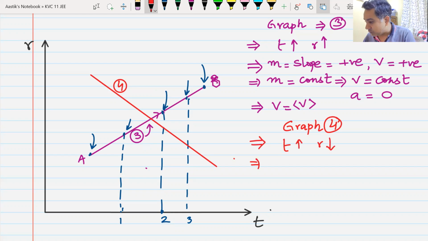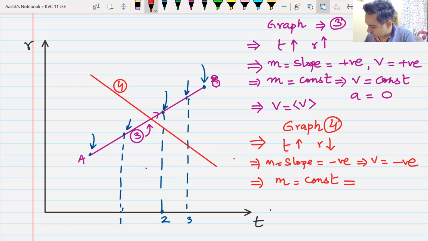What can you say about the slope? Negative. That means velocity is negative. Slope is constant. That implies velocity is constant. That implies acceleration is 0.